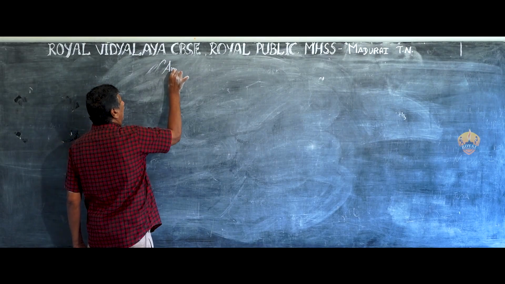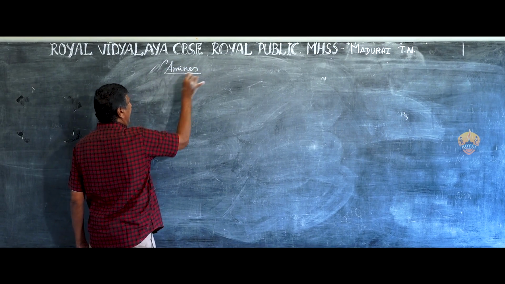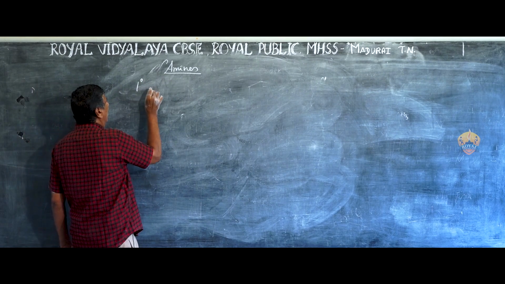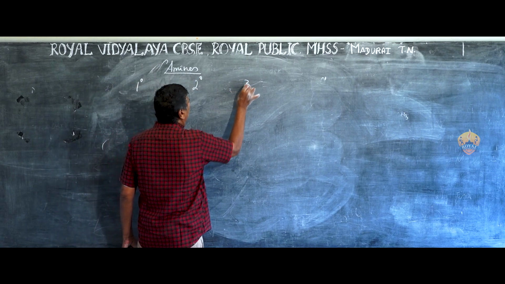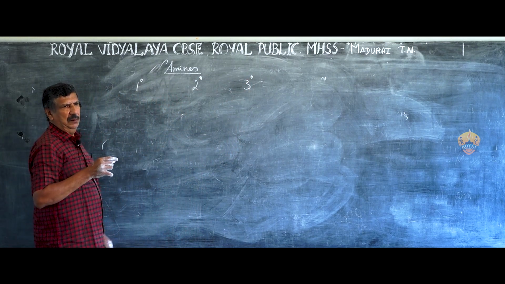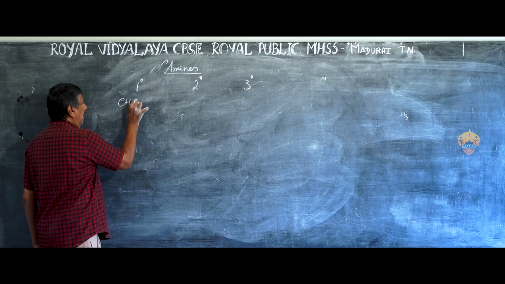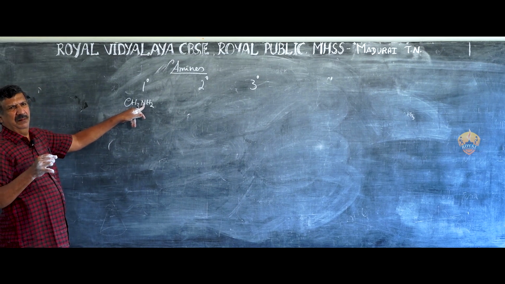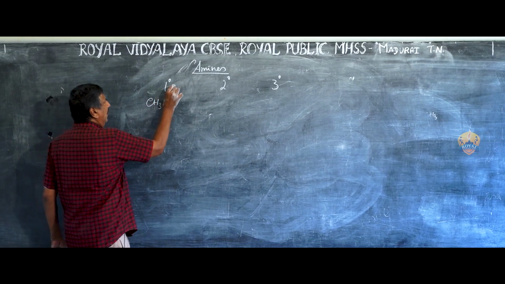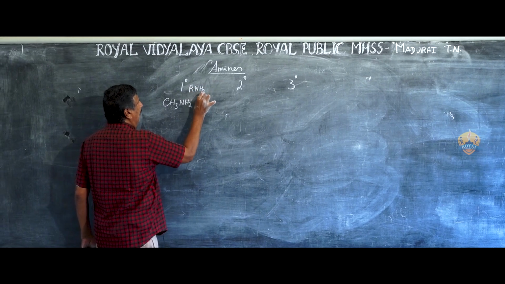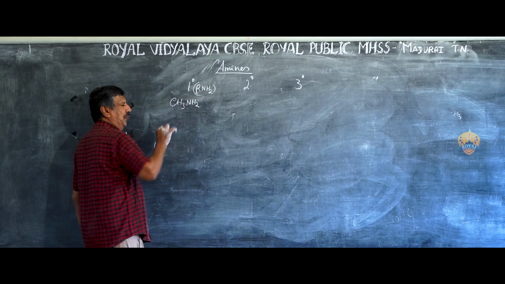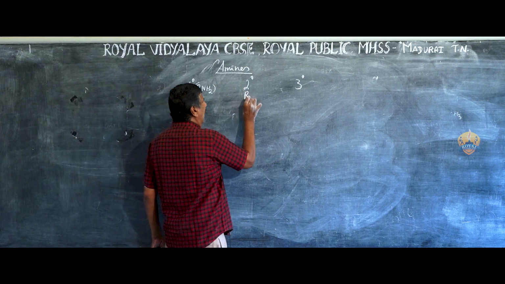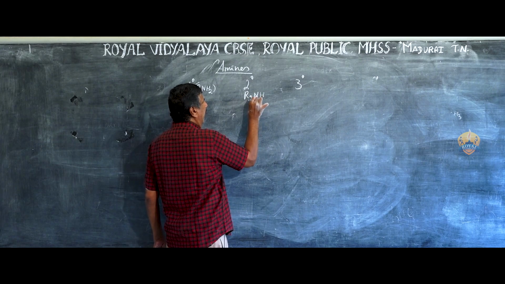We're going to start the next topic, amines. In amines, you have 1 degree amine, 2 degree amine, 3 degree amine. This is an example for 1 degree amine, methylamine. General formula RNH2. It should have 1 alkyl group, maybe big or small. Here you should have 2 R with 1 H.